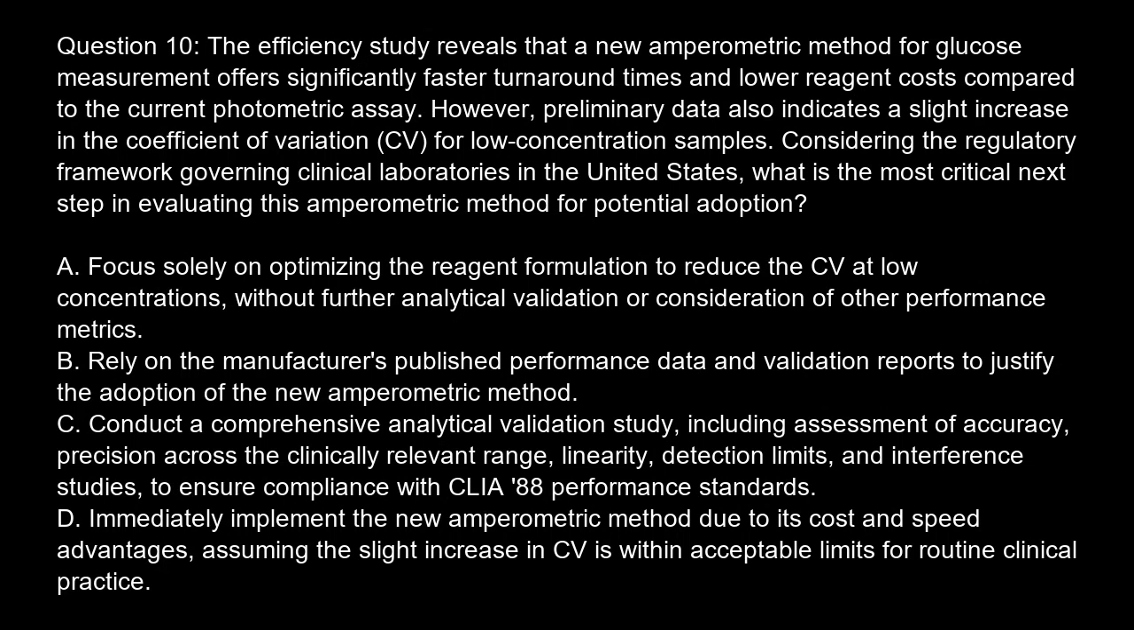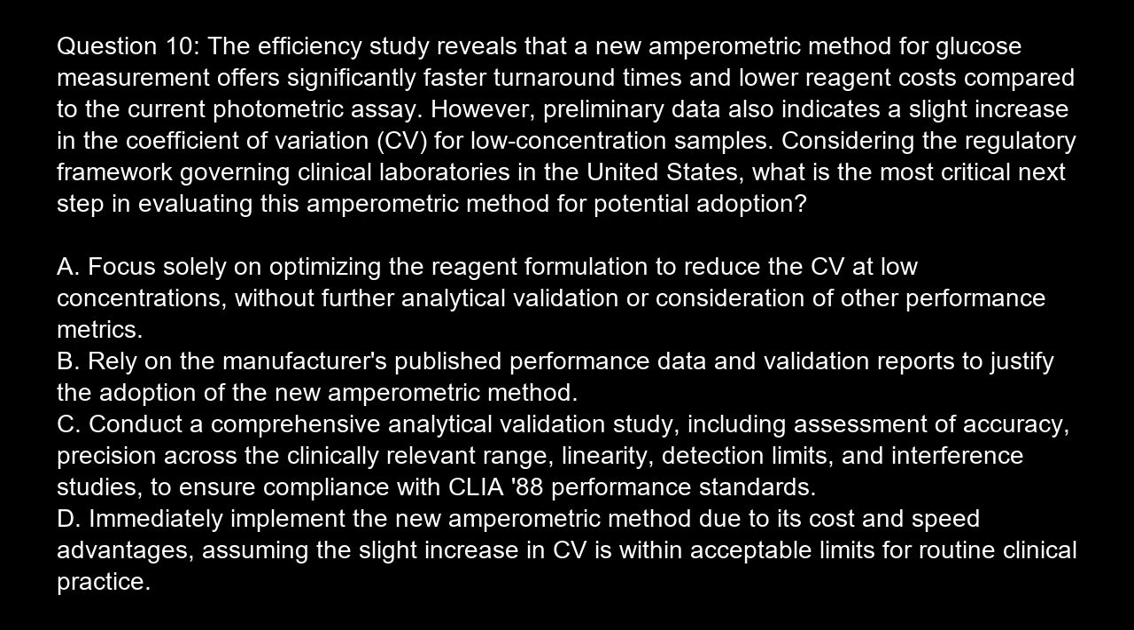Question 10. The efficiency study reveals that a new amperometric method for glucose measurement offers significantly faster turnaround times and lower reagent costs compared to the current photometric assay. However, preliminary data also indicates a slight increase in the coefficient of variation, CV, for low-concentration samples. Considering the regulatory framework governing clinical laboratories in the United States, what is the most critical next step in evaluating this amperometric method for potential adoption? Option A. Focus solely on optimizing the reagent formulation to reduce the CV at low concentrations, without further analytical validation or consideration of other performance metrics.